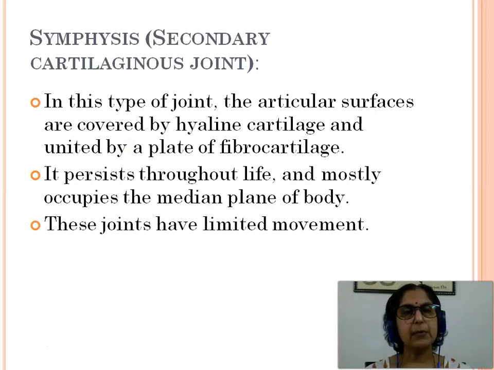The second type of cartilaginous joint is symphysis or the secondary cartilaginous joint. In this type of joint, the articular surfaces of the bone are covered by hyaline cartilage and in turn united by a plate of fibrocartilage. This arrangement persists throughout life and mostly occupies the median plane of the body. These joints have limited movement.